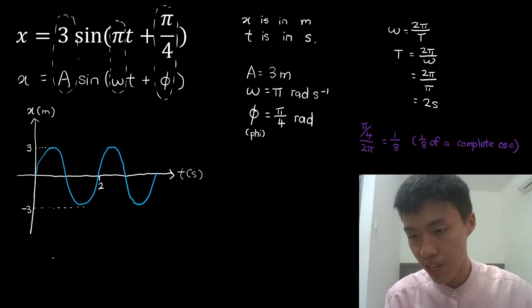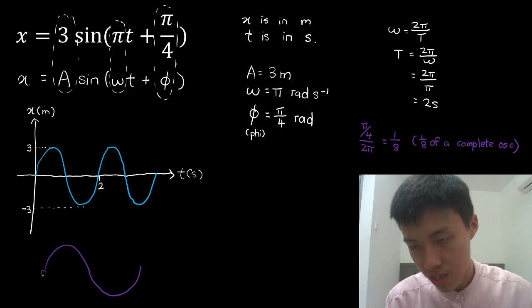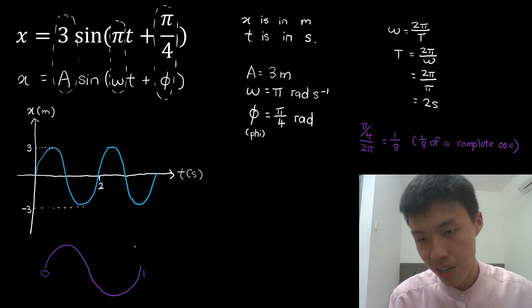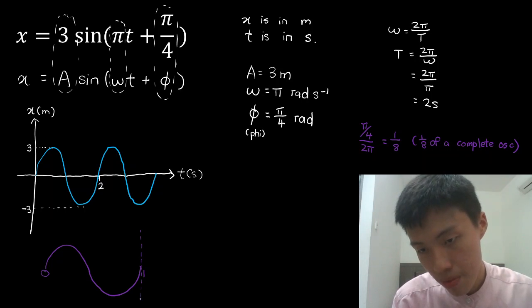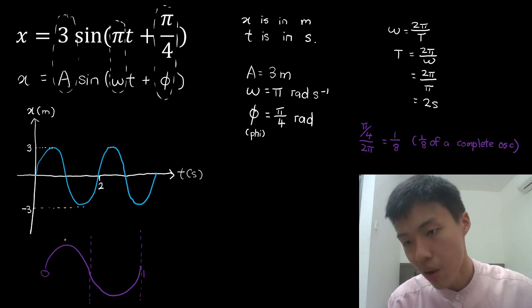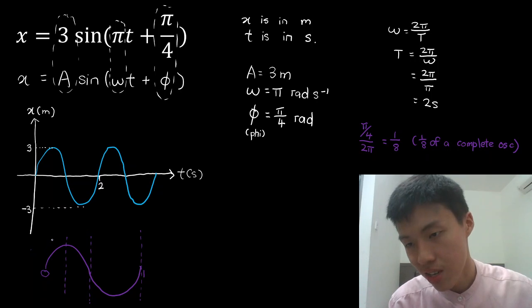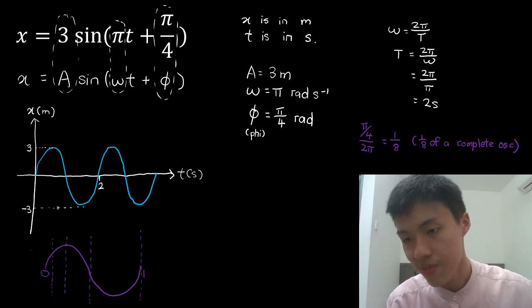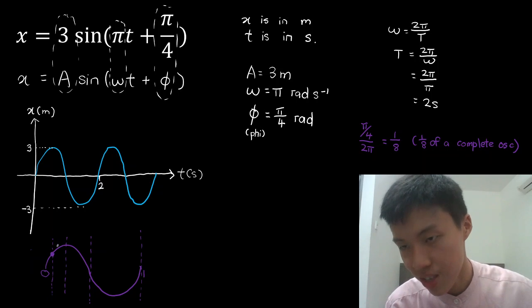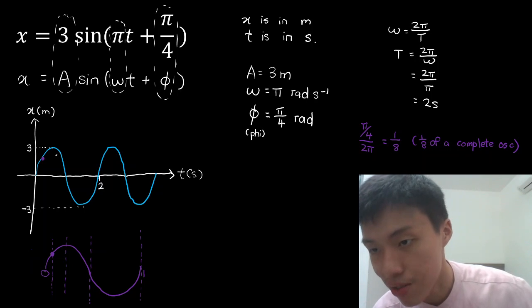So how much is 1 over 8 of a complete oscillation? This is a complete oscillation, 0 to 1. Half of a complete oscillation is probably here. 1/4 of a complete oscillation is here. 1/8 of a complete oscillation will be somewhere here. So we have to chop the graph around here. If you see on the graph, it's around here.